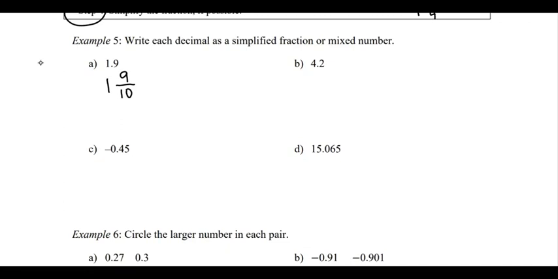So here's the next one, 4.2. Again, do not change your whole part. 4 stays as a 4. 2 is in the tenths place, so it's going to be over 10. Going to put 2 over 10. We know that 2 over 10 can be reduced. 2 goes into 2 once and 5 times into 10. So the final answer is going to be 4 and 1 over 5.